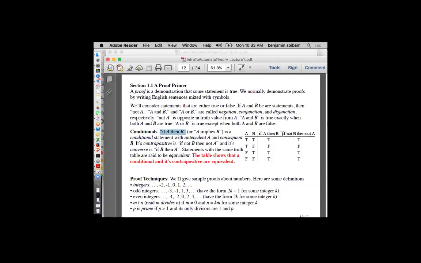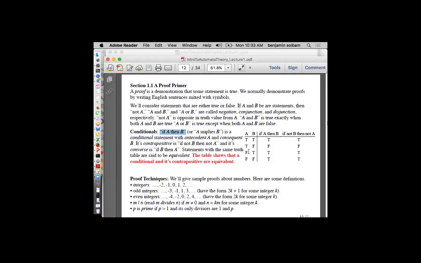And then so yeah, we can basically look at both. The truth table for if A then B and the contrapositive statement, which is if not B then not A. Do you guys do this truth table condition in your discrete math? Okay, you did.